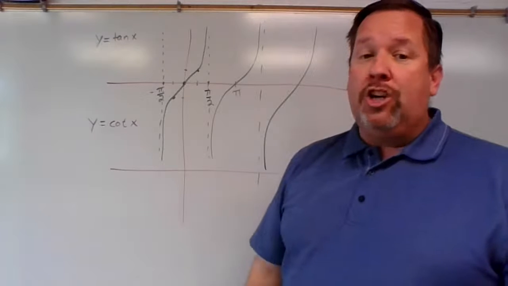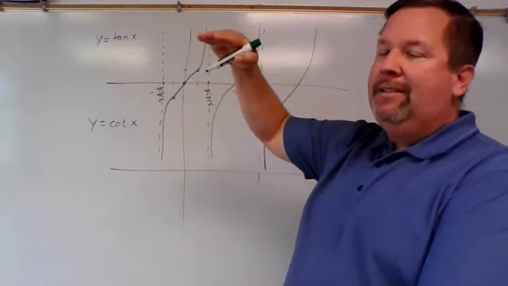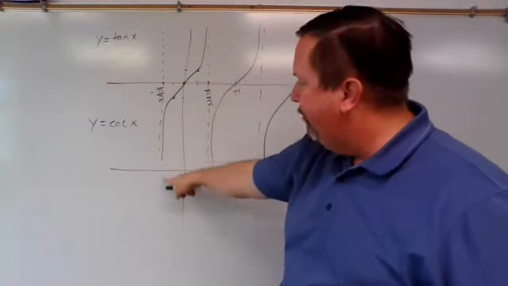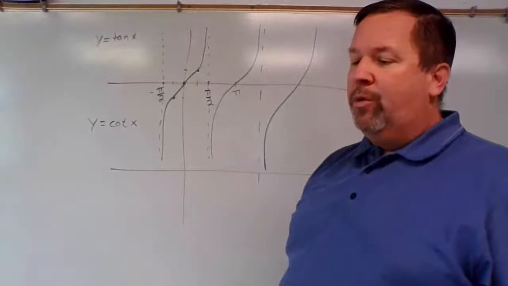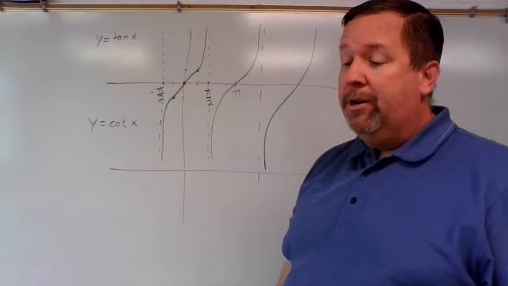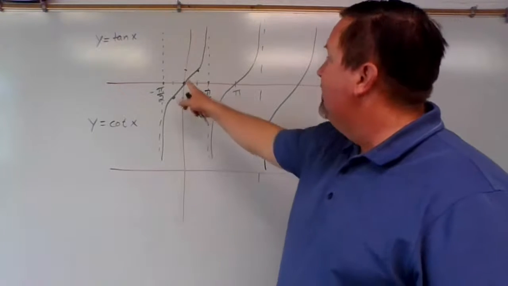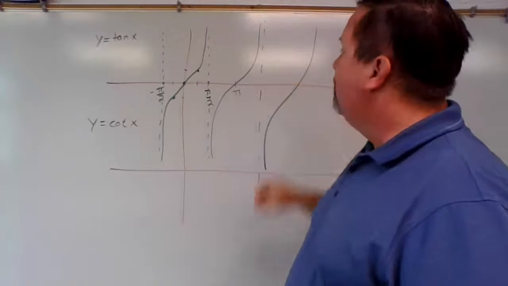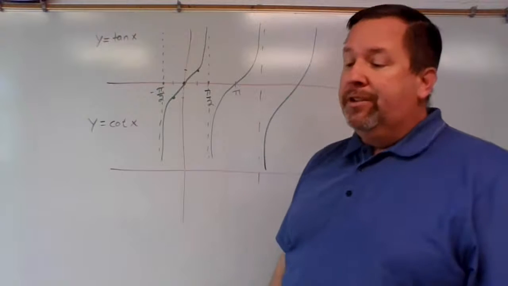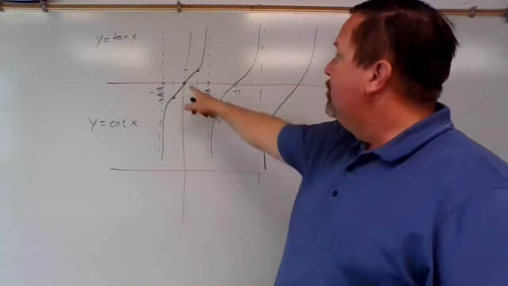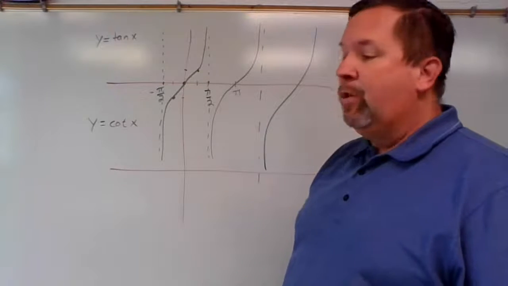As far as the range goes, remember sine and cosine, -1 to +1, that was it. But this goes forever down to negative infinity, forever up to positive infinity. So the range is actually all real numbers. And in terms of x-intercepts, because it continues to cross the x-axis, the x-intercepts are multiples of pi. There's one y-intercept because it is a function. There's one y-intercept and it's right at 0.